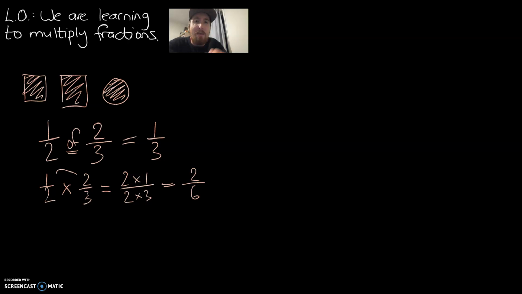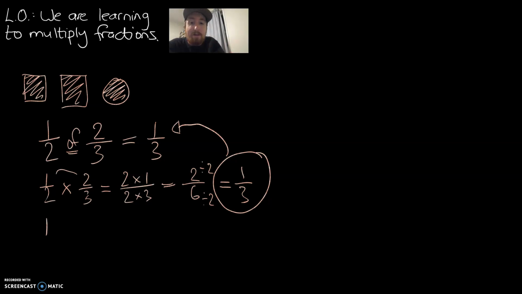Perfect. And then from there, we can actually simplify that fraction. Well, if we divide the top and the bottom by 2, since they've got a common factor of 2, we're going to get 2 divided by 2 is 1, and 6 divided by 2 is 3. And that there is the original answer that we did just by looking at the shapes and using our heads.